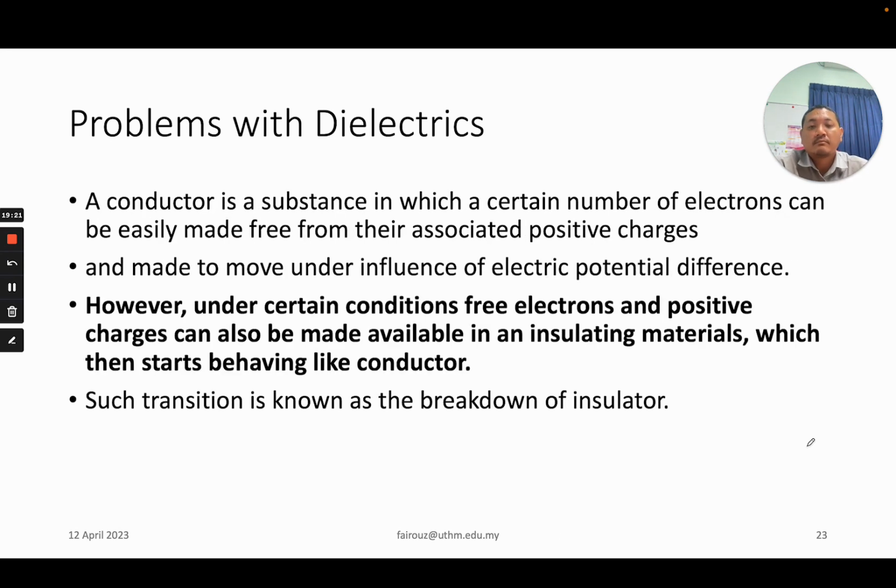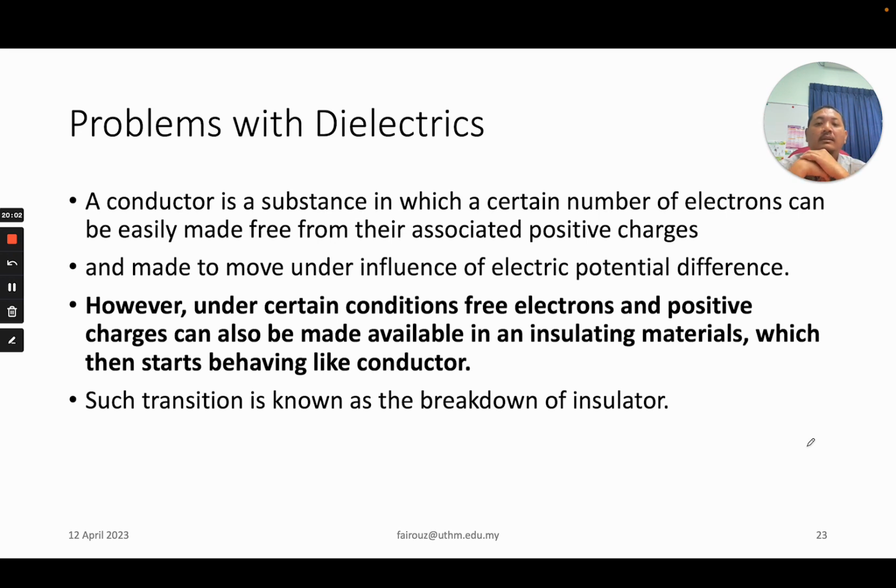And then a conductor is a substance or material in which a certain number of electrons can be easily made free from their associated positive charge. It means that a conductor also has positive and negative charges inside it, but the negative charges, the electrons, can easily be made to flow in the conductor, so it can carry current, right? And made to move under the influence of an electric potential difference. If we have an electric potential difference, then we can make the current flow.